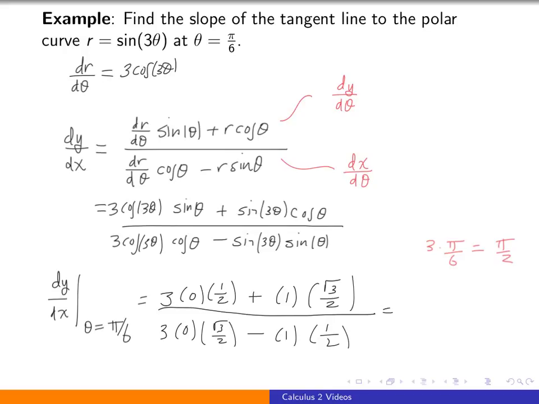Note the first term in the top and the bottom is 0. What we really are left with is positive root 3 over 2 divided by minus 1/2. Dividing by 1/2 is multiplying by 2, so the 2's cancel, and all we are left with in this case is minus the square root of 3.